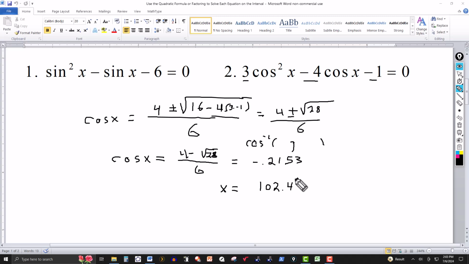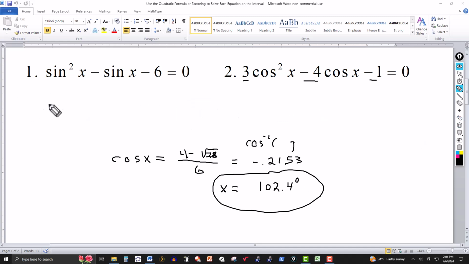If they ask you for solutions in the interval from, say, 0 radians to 2 pi radians, you could easily convert this to radians by multiplying by pi over 180 degrees. But this is one solution. And now if you have one solution, generally you're going to have 2. So that's one of them right there: x is equal to 102.4 degrees. So let me draw a diagram over here.